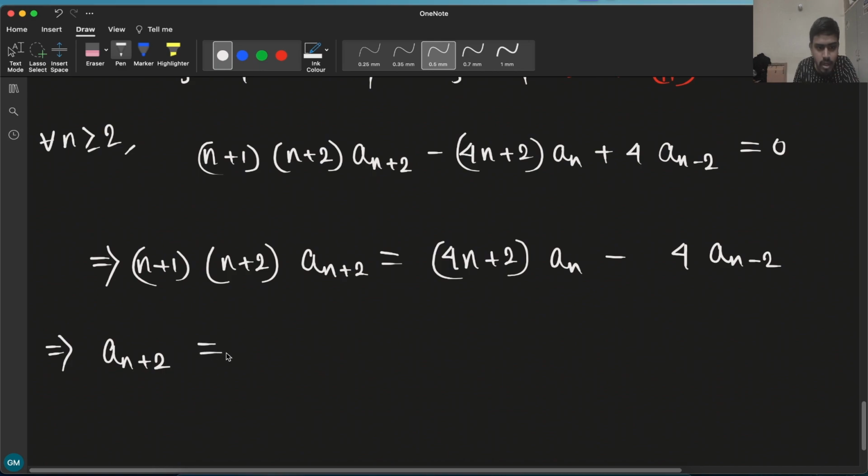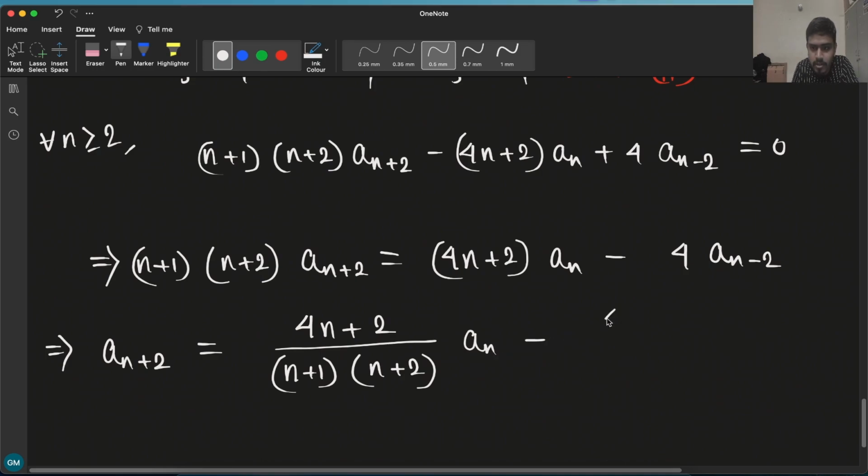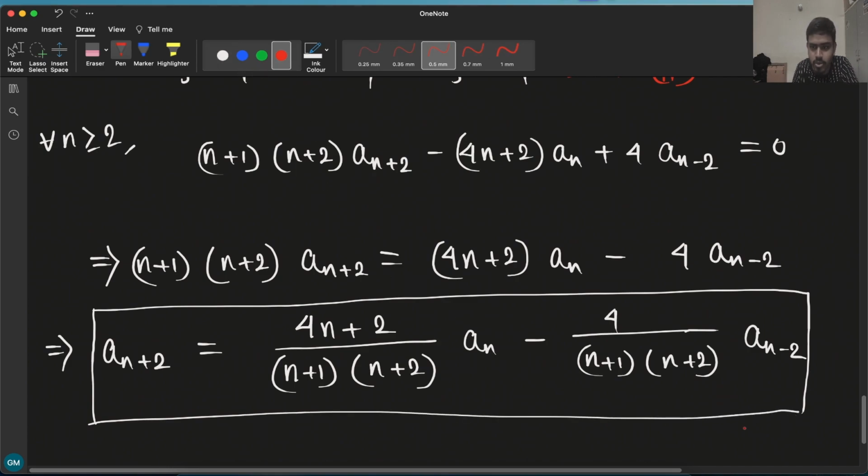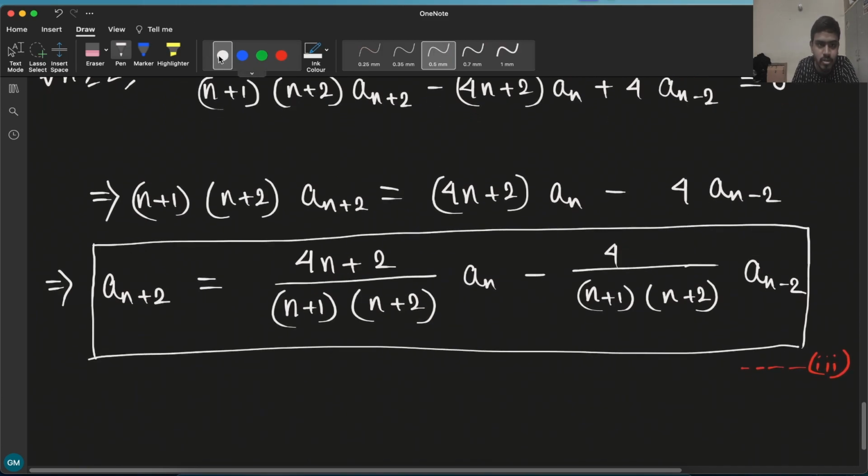If I take another step forward, then a(n+2) equals (4n plus 2) divided by (n plus 1)(n plus 2) times a(n), minus 4 divided by (n plus 1)(n plus 2) times a(n minus 2). So this is now our recurrence relation. Let me call it equation 3.